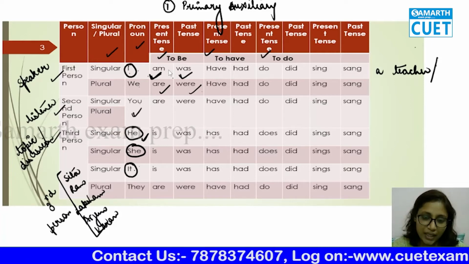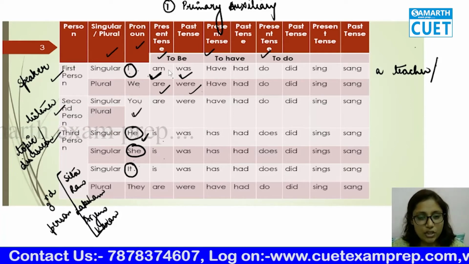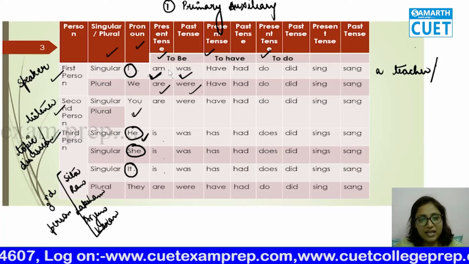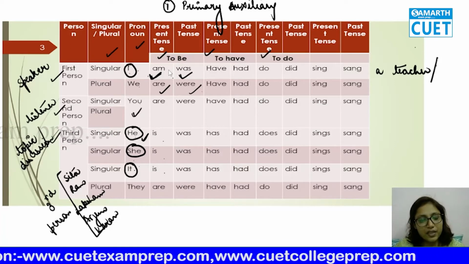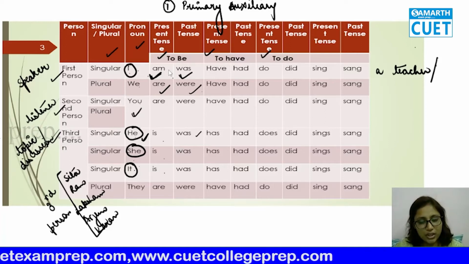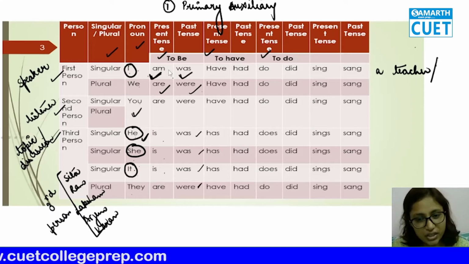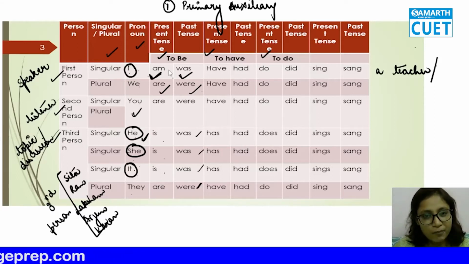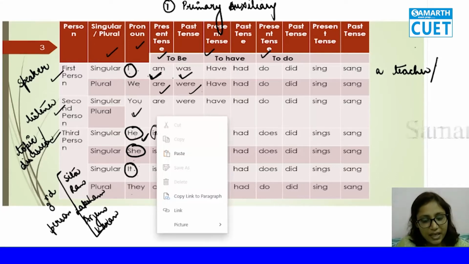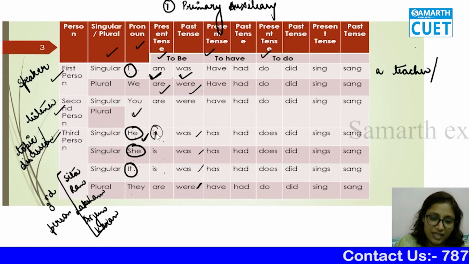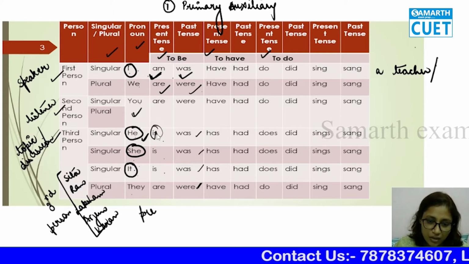So he is a teacher, she is a teacher, it is a teacher, they are a teacher. In past tense, he was a teacher, she was a teacher, it was a teacher, they were a teacher. So if you see, in present tense, we have three to be verbs. That is, is, am and are.